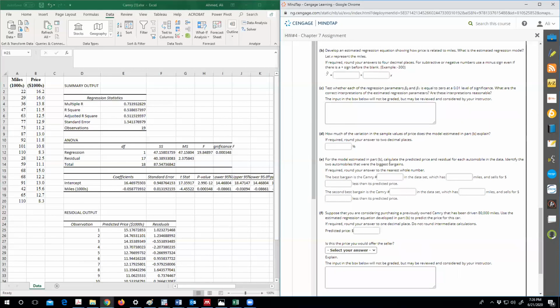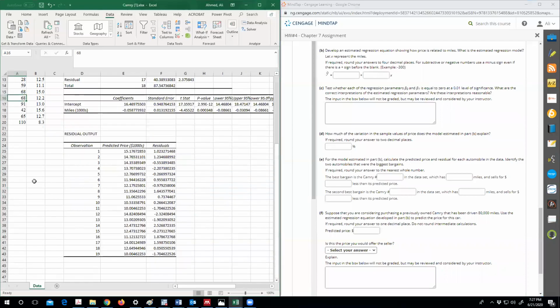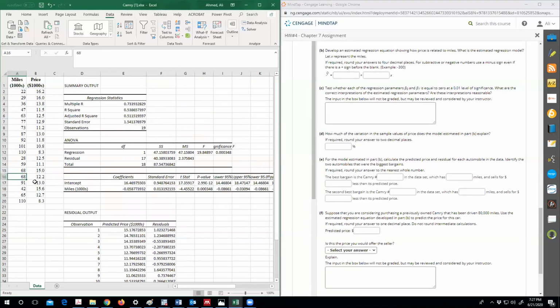So for the model estimated in part B, calculate the predicted price and residual of each auto mile in the data. Identify 2 auto miles that were the biggest bargains. If required, round your answer to the nearest whole number. The best bargain is the Camry number in the data set, which has dash miles. Where does it say Camry or something? Is your data set the same as mine or is it different? It says miles and price in thousands. Exactly.